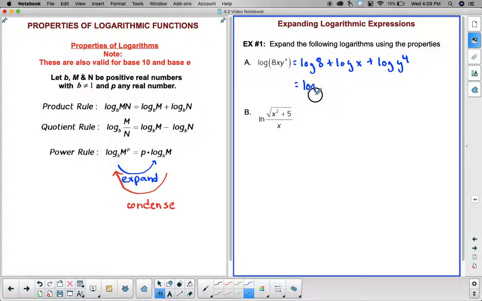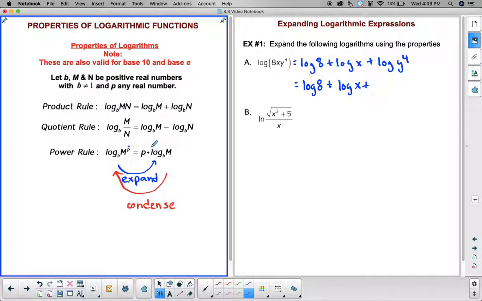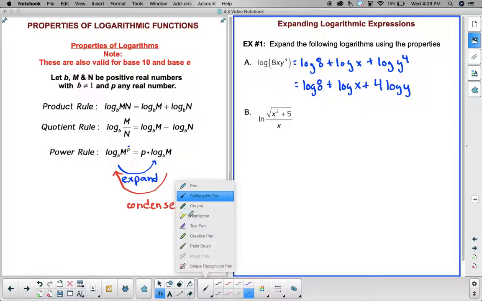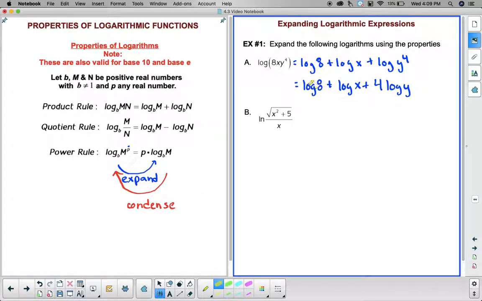And I'll rewrite the first term because it can't be expanded further. Log of x, the second term, it cannot be expanded further, but this term can be expanded using the power rule. This exponent of 4, it comes out front, so p comes out front, and it becomes 4 times log of y. And that's my final answer. I've expanded that logarithmic expression as far as it can go.